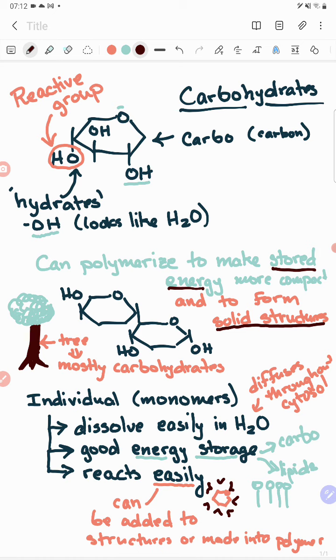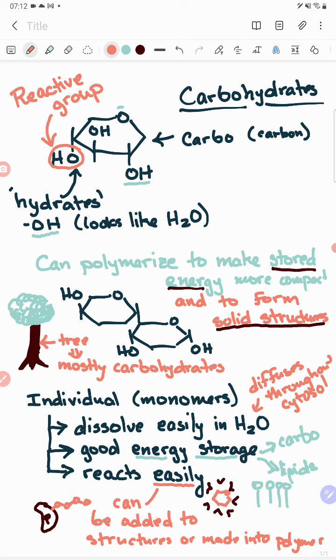One of the other nice things about carbohydrates is that it reacts easily. So it can be added to structures or made to make polymers. And that's actually something that you see in animals in their cells. So while you don't usually see wood in animals, what you do see is if you were to have a protein, you actually will frequently get a polymer of carbohydrates added to it. So it reacts easily with itself, so you can make a polymer. It also can be easily added to other structures, which is great.